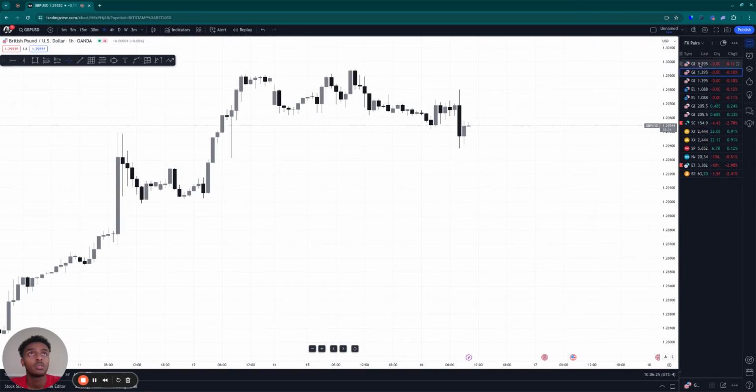Was it this one? This one? I believe it was this one. Okay. So the hourly was definitely bullish. It's loading, but I'll go over it in words.